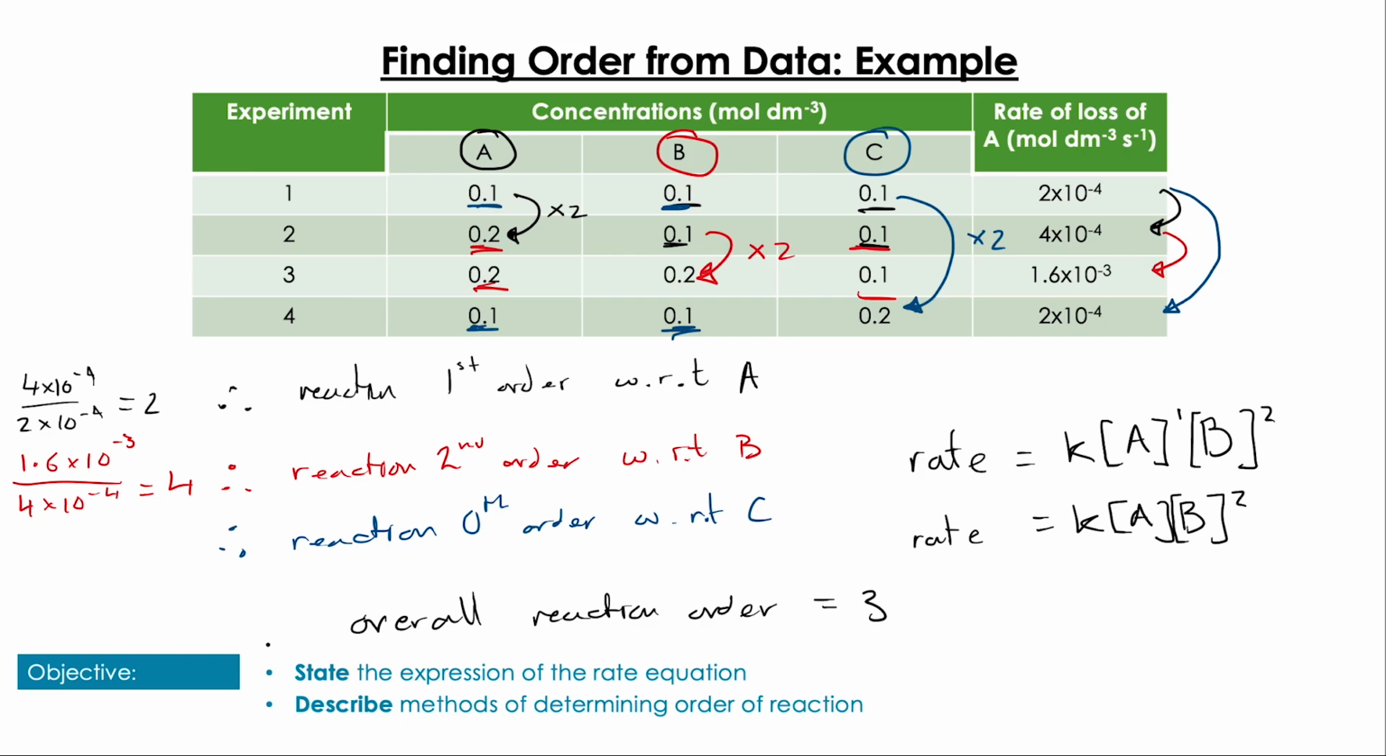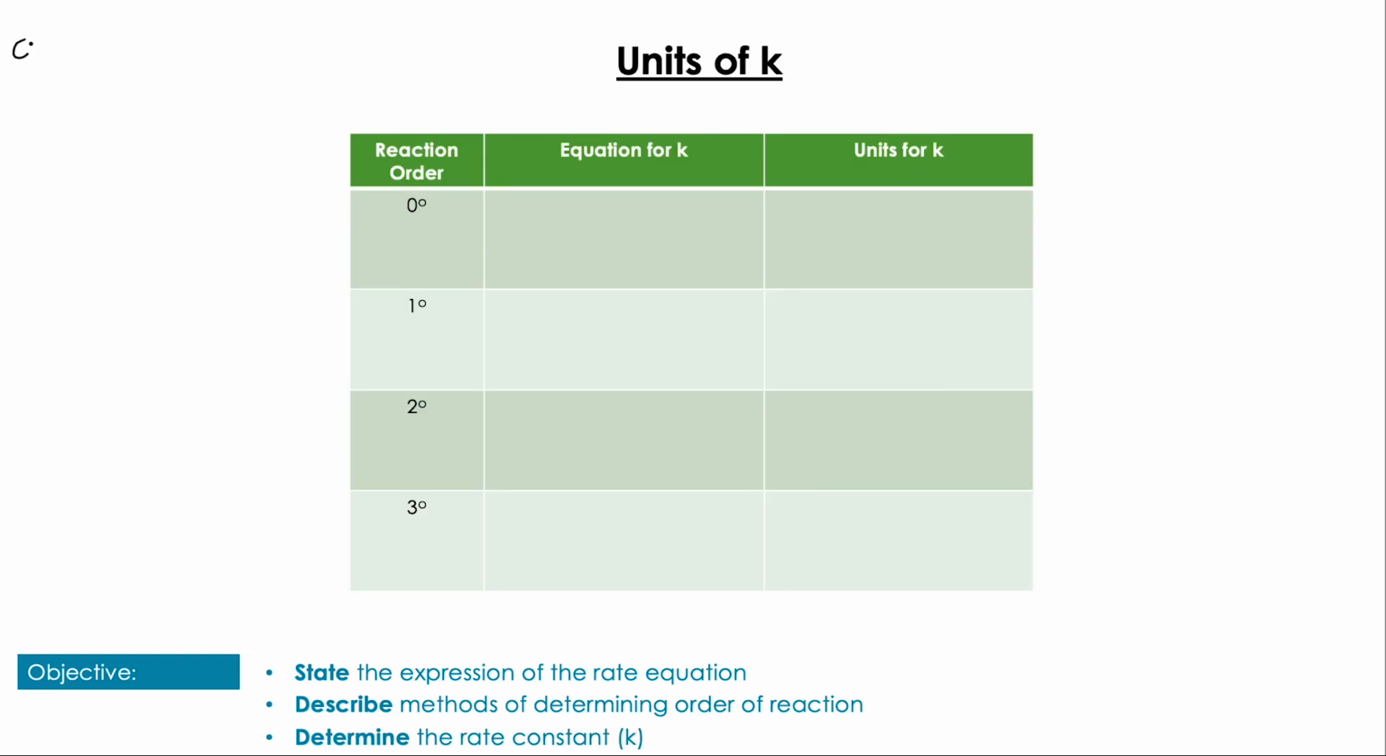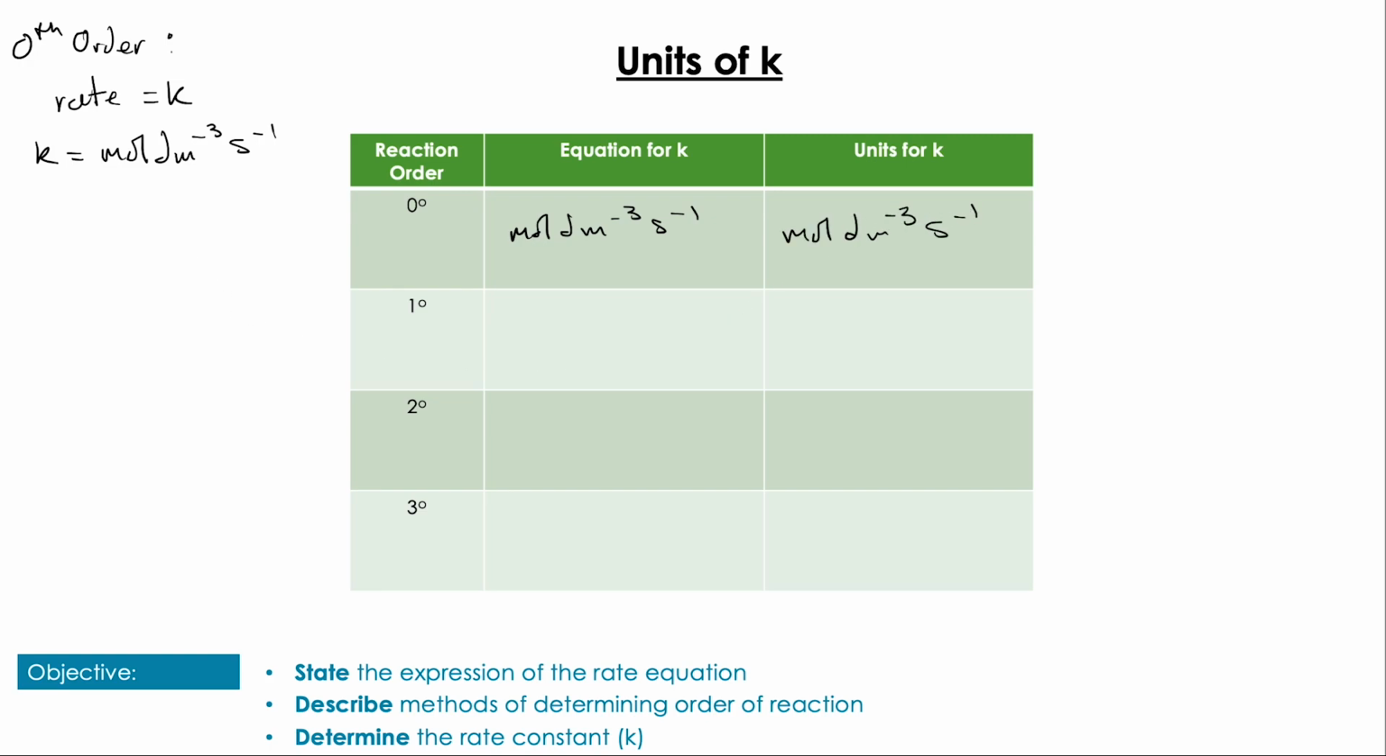Now, before we go about rearranging this equation to actually find the value of k, we want to make sure that when we're trying to find a value of k, we know what units k is going to be in. And that depends on the overall reaction order. So for a 0 order reaction, rate is going to be equal to k. And so therefore the units of k will be the same as rate, which will be moles per decimeter cubed per second. However, once we start looking at the other reaction orders, we have to be a little bit more careful.